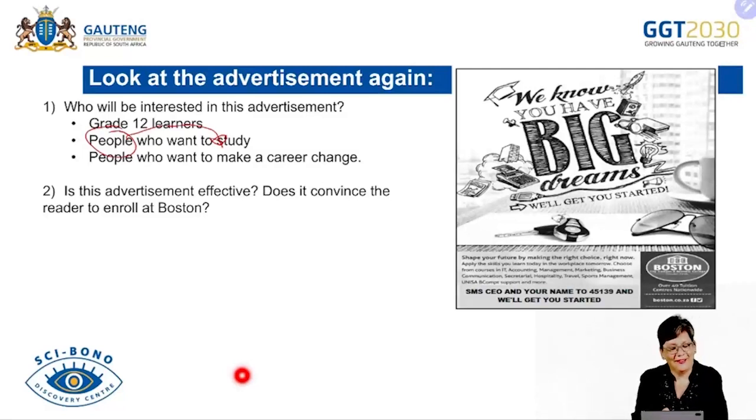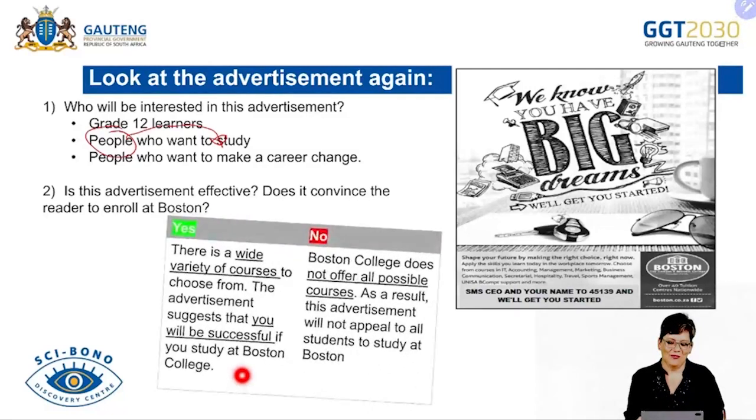Now, again, open-ended question. You can decide yes or no, but always refer back to what it says in the advertisement. So I've got 2 options for you here. We can say yes. Why? Because there's a variety of courses. Remember, we listed them, we saw them in yellow, and it suggests that you're going to be successful one day. Remember, there's the car keys and the sunglasses and the big buildings. So they suggest that if you start studying at Boston, you will be successful. And this is one reason why this is a good advertisement.